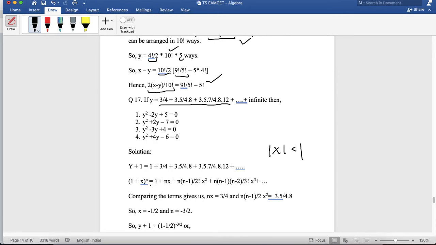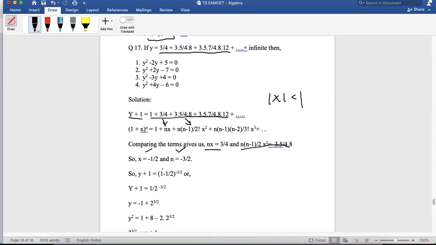So the expansion is always this: (1 plus x) raised to power n is 1 plus nx plus n into (n minus 1) by 2 factorial x square plus n into (n minus 1) into (n minus 2) divided by 3 factorial x cube. I don't have 1 in my original series, so I will add 1 to y. So y plus 1 will be this. Now nx will be 3 by 4 and n into (n minus 1) by 2 factorial into x square will be 3 into 5 by 4 into 8. You will have to solve these two equations and you will get x is minus half and n is minus 3 by 2.